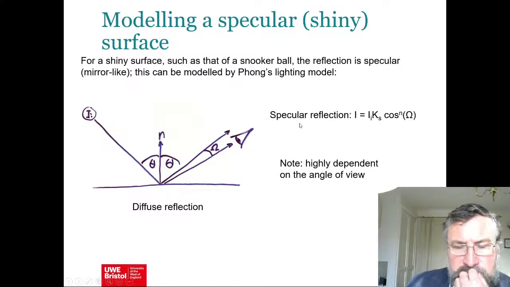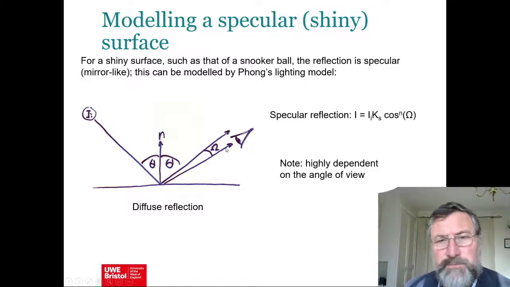The cosine is to the power of n. So what we've got here is something which is highly dependent on the angle of view. As this angle omega changes, it's going to really change the apparent intensity of this specular reflection.